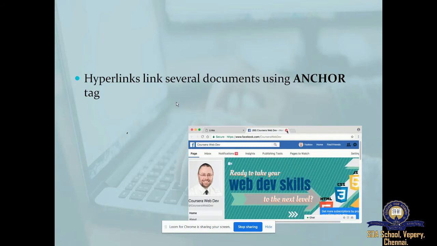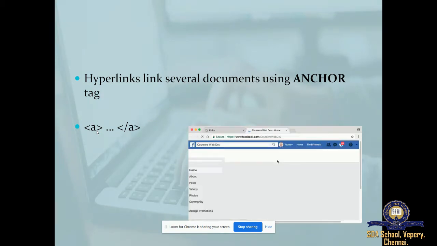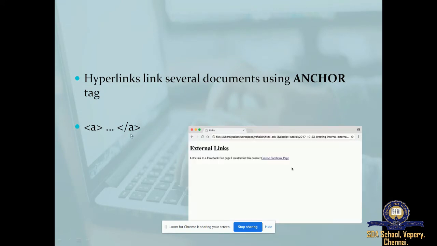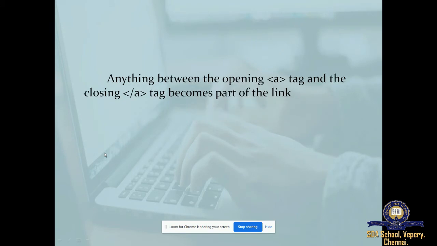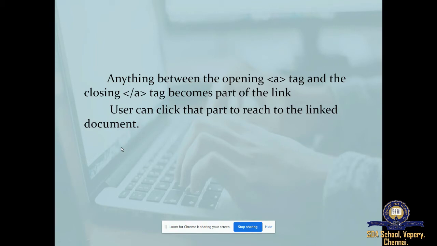You are going to use this tag. This tag is denoted using the symbol a, small a, or else you can use even capital A, since it is not case sensitive. This is the starting and end of your tag, and the information is given within these two tags. Anything between the opening tag and closing tag becomes part of the link. Whatever terms or statements you give within the opening and closing tag will become a link. Users can click that part to reach the linked document.